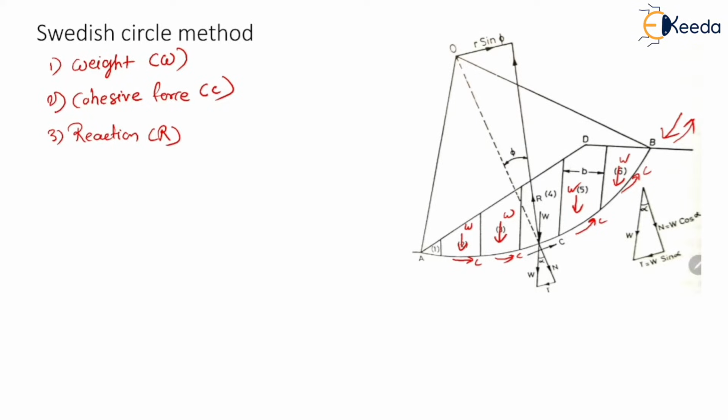The third force is reaction R at the base. It is inclined at an angle phi to the normal. So suppose if we draw a normal for each slice, then this reaction R will be inclined at angle phi to the normal. Means angle between reaction and normal to the slip surface will be phi dash.